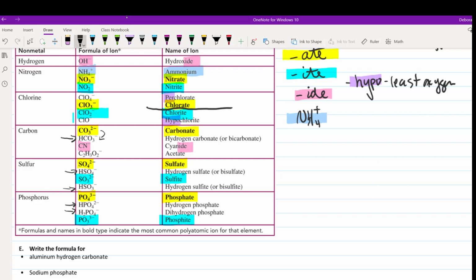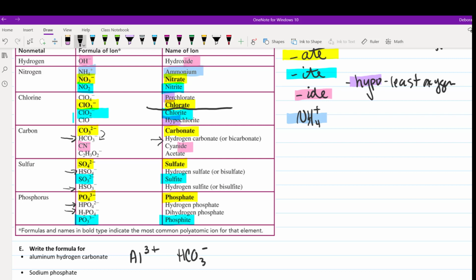Let's write a formula for aluminum hydrogen carbonate. We know aluminum is 3 plus. The hydrogen carbonate, if we look up in the list, is HCO3, and it has a negative charge.